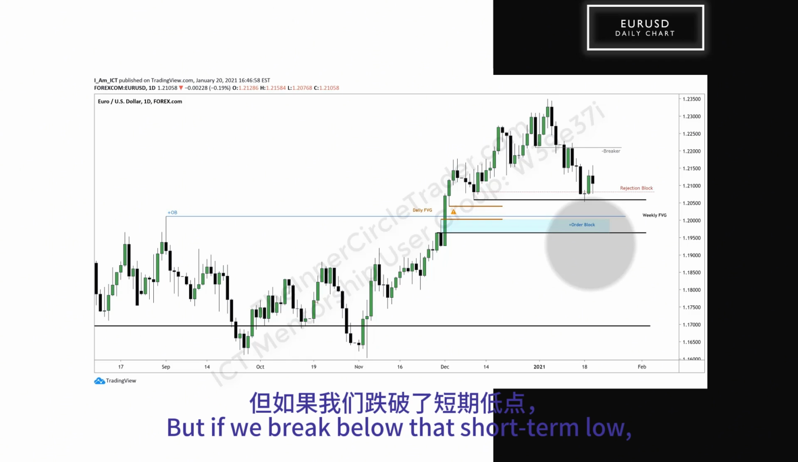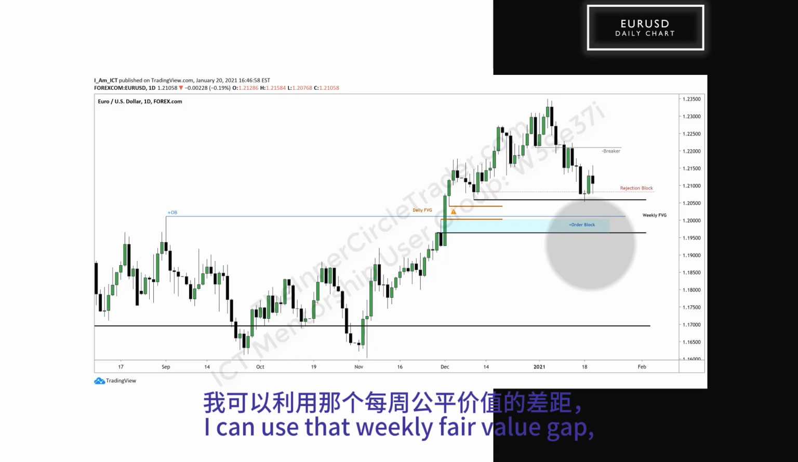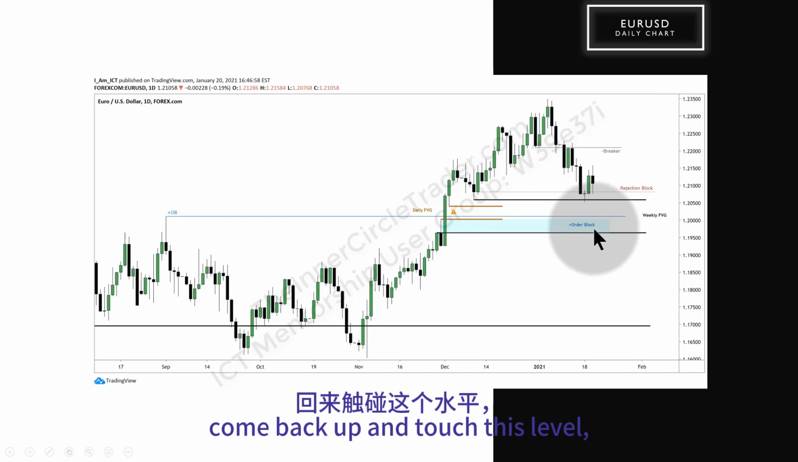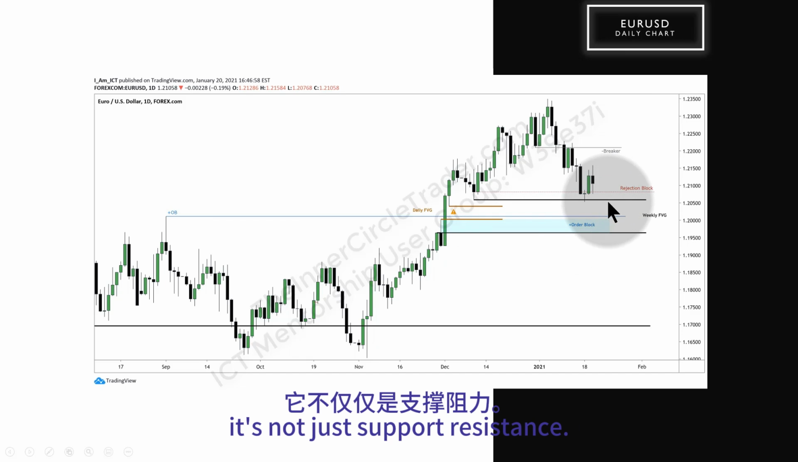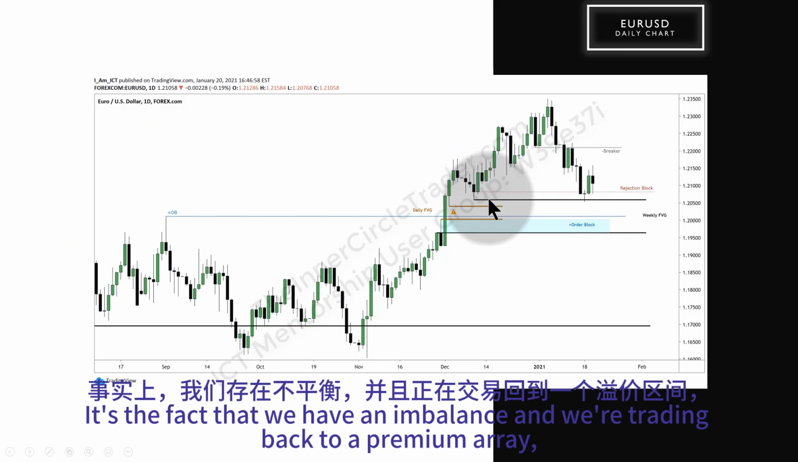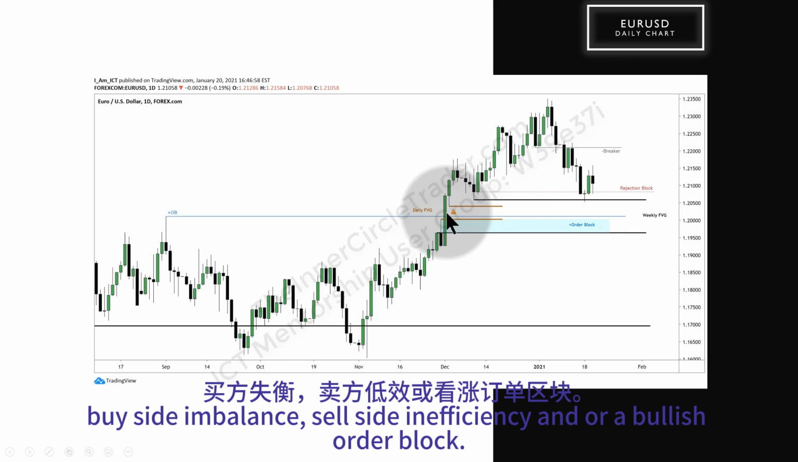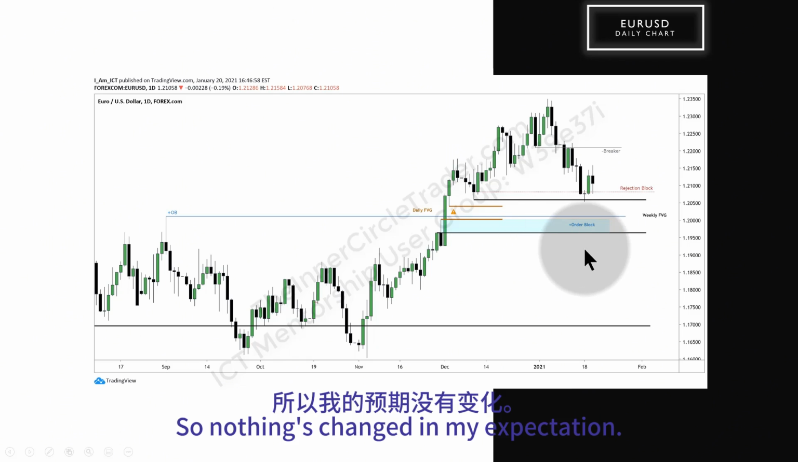But if we break below that short-term low, I can use that weekly fair value gap, the high-end level, which is here. So in other words, if we break through it, come back up and touch this level, it's not just support and resistance, it's the fact that we have an imbalance and we're trading back to a premium array. And then I would look for potentially trading down into this buy side imbalance, sell side inefficiency, and or a bullish order block. So nothing's changed in my expectation.